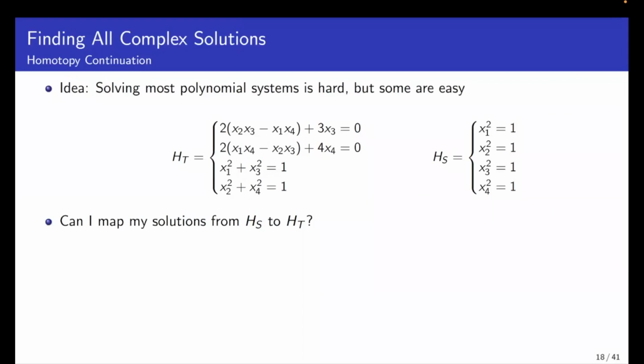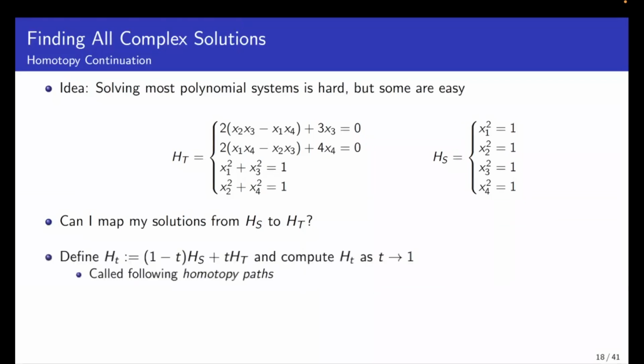Well, the answer is yes, of course, you can do whatever you want. But one nice way to do this is to define a homotopy. Here's an example of a straight line homotopy. You start when t equals 0 at your easy system, where you know all the solutions, and then you numerically track those solutions as t varies to 1. Doing this is called following homotopy paths.